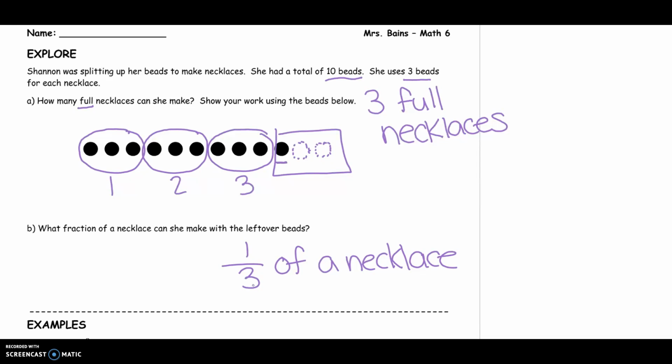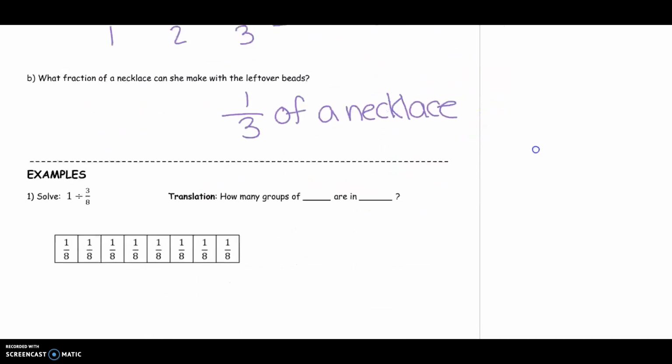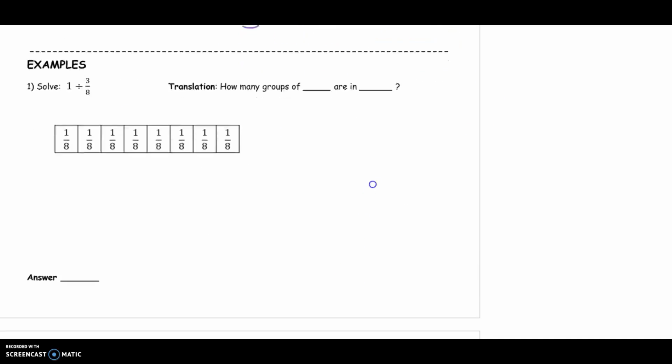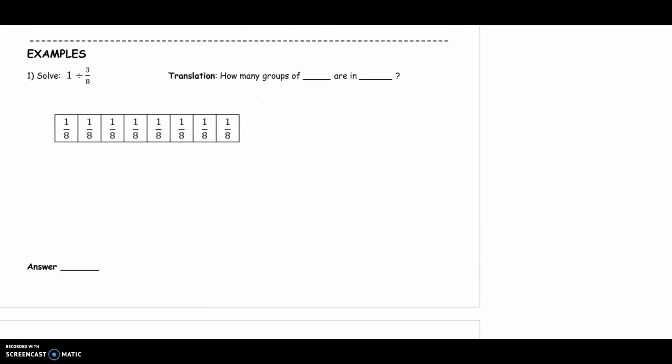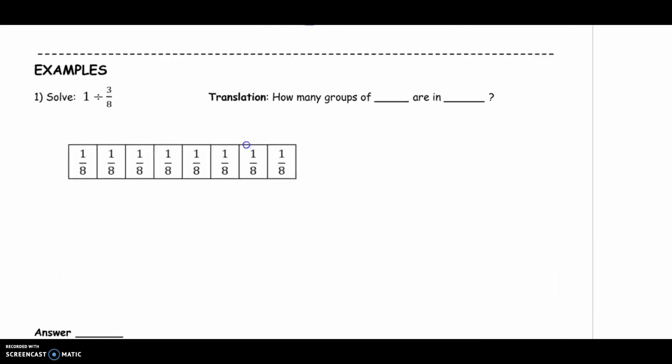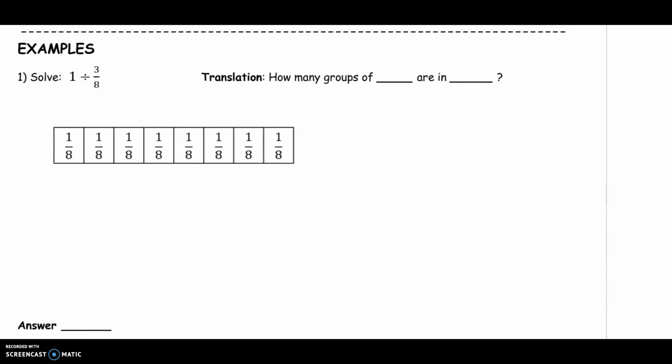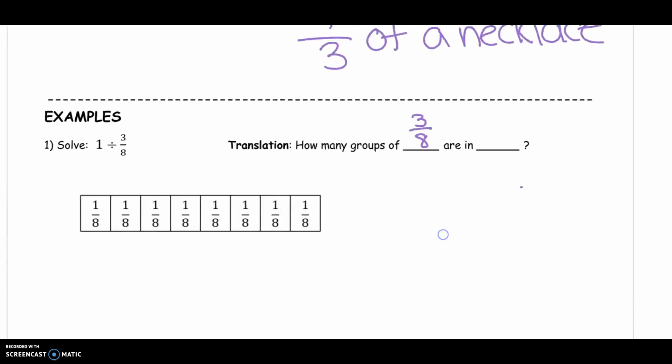So now that we reviewed how to write remainders as fractions, let's take a look at the division problem below. So the problem says 1 divided by 3/8. So if we remember from class, this would translate to how many groups of 3/8 are in one whole. So the model is already there for you. I have 1 whole and it's split up into eighths. So I'm looking for how many groups of 3/8.